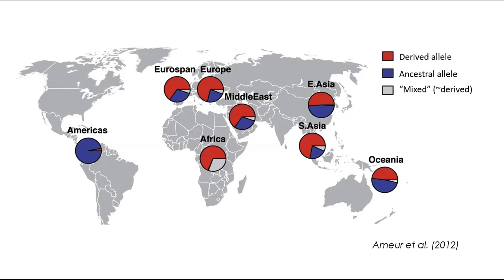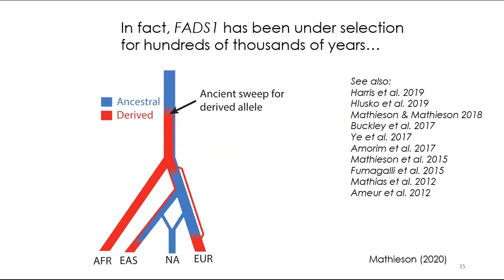Again, the derived allele is in red, and the ancestral allele is in blue. This grey allele is a kind of derived allele. And what's interesting is that in present-day African populations, we only see the derived allele. We never see the ancestral allele. And because the splits among present-day African populations are deeper than the splits among African and non-African populations, that tells us that the derived allele must have become fixed in Africa before the split of African and non-African populations.